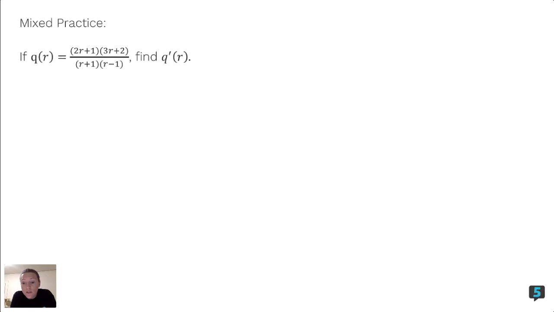Yeah, so Dylan has some great options here for us. He said we could FOIL out the top and we could FOIL out the bottom and then do the quotient rule. Or he noticed too that in the denominator, when we FOIL that out, we're going to get R squared minus 1. I personally would FOIL out the numerator, FOIL out the denominator, and then use that quotient rule.